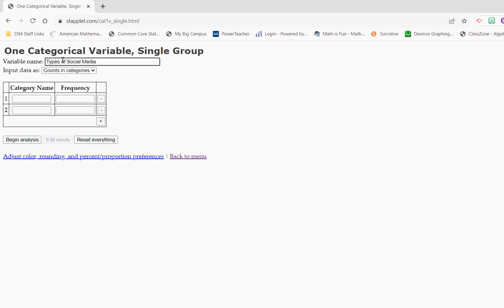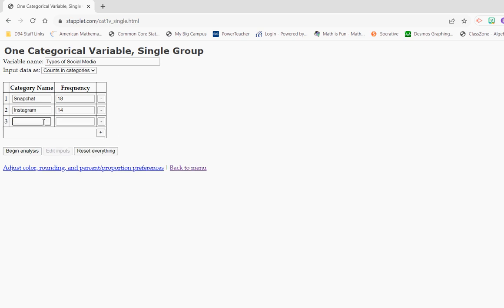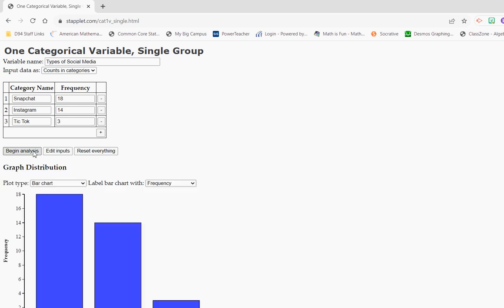Then we are going to enter, well, what were the types that were measured? Well, our first one we had was Snapchat, and the frequency was 18. Then we had Instagram, which was 14. And I need to add a third category, so I'm going to go to the plus here and put TikTok. And we had 3 users. If I had more categories, I would just keep hitting the plus to add those in. But here are our 3 categories. Here are our 3 frequencies. We're going to begin the analysis. So you're going to select that.